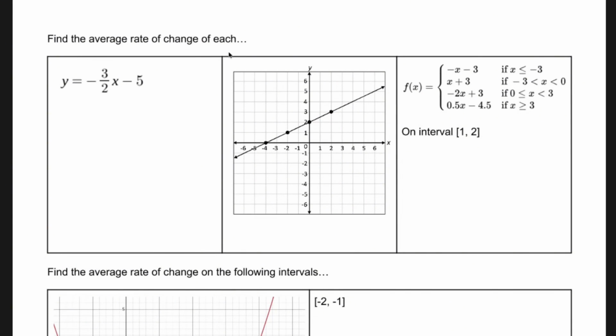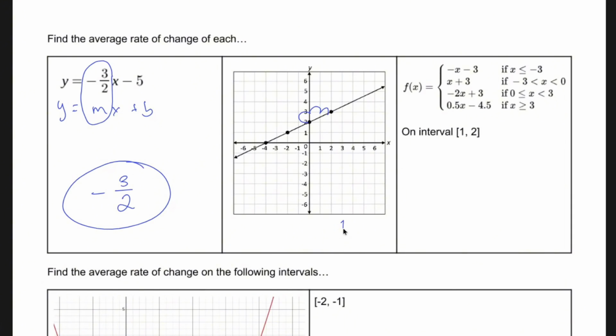Find the average rate of change of each. Well, this is slope-intercept form, isn't it? Isn't this in the form y equals mx plus b? Average rate of change is the slope. The number in front of x, when y is all by itself, is my slope. So my average rate of change is -3 over 2, because the average rate of change is the slope. This next one is also linear, so this graph is very straightforward. It's a positive slope. I'm going to go up 1 over 2. So my average rate of change over here is just positive 1/2.